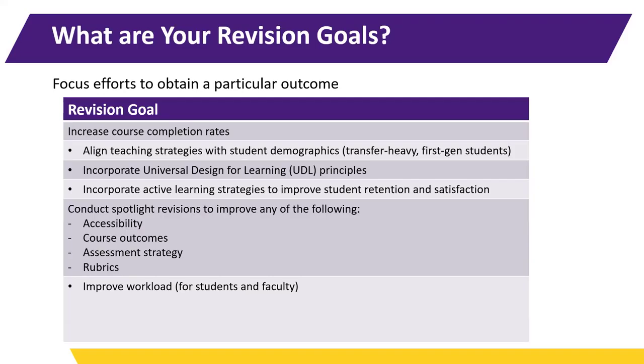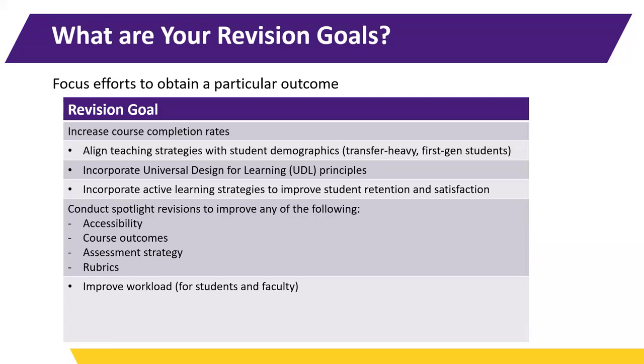So as you look at the various signals and the different lenses through which you're examining your course, you can then determine what the goal of your revision should be. So you see some suggestions on the slide. So you may want to increase your course completion rates. And again, you're looking at trend data, not just one session's completion rate, but over time, are you seeing an issue with the completion rates?